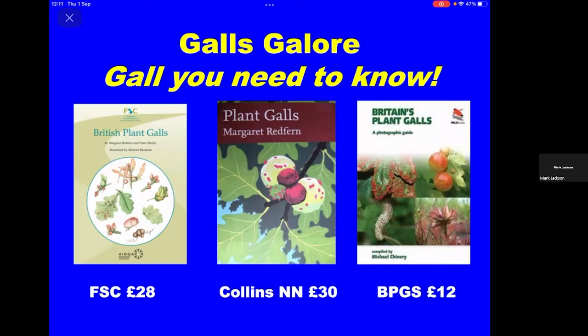If you want a little pocket book with some good photographs, then the Wild Guide is a good one to have as a starter. If you want to go into more detail, there is the Field Studies Council AIDGAP key. If I wasn't talking to you now, I would be working on the proofs of the third edition, which will be out either later this year or early next year, if Margaret and I ever get through the proofs, because it's over 400 pages long.